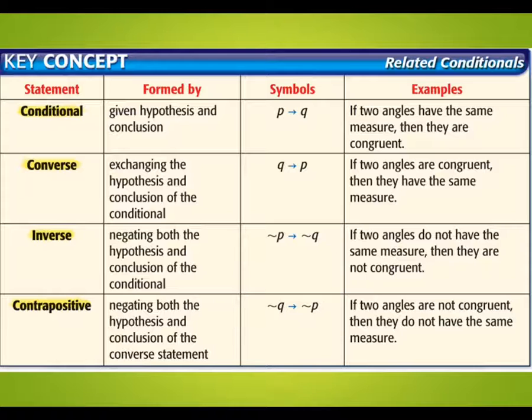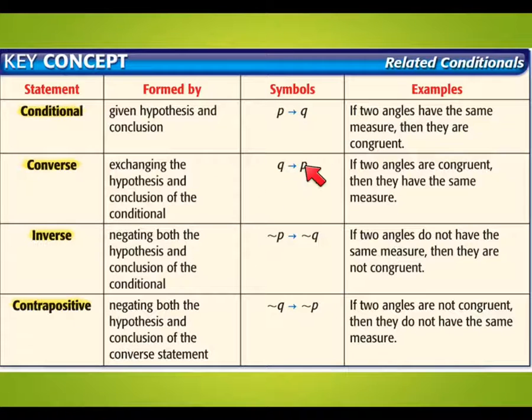And then we have these different types of conditionals. Basically, if this is our statement, I say, what is the converse of this statement? What you do is you exchange the hypothesis and the conclusion of the conditional. So the converse means, instead of saying if two angles have the same measure, they're congruent, you say if two angles are congruent, then they have the same measure. You're just flipping the hypothesis and the conclusion. You're flipping the if and the then statement. That's what a converse is.